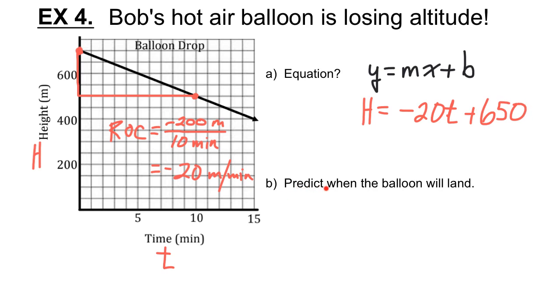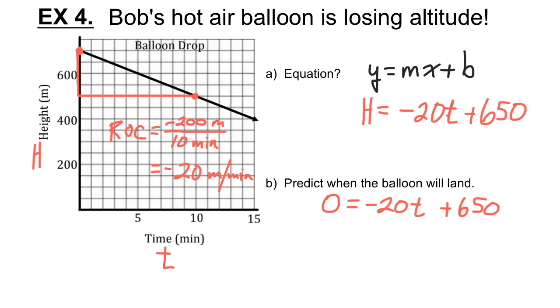So when we're asked to predict when the balloon will land, well, we have to think about what variable we are asked to find. It says predict when the balloon will land. So when refers to time. We're trying to solve for time. That means we need to have a value for height. Well, when it lands, what's its height? It's on the ground, so the height will be 0. So we're just replacing h with 0.